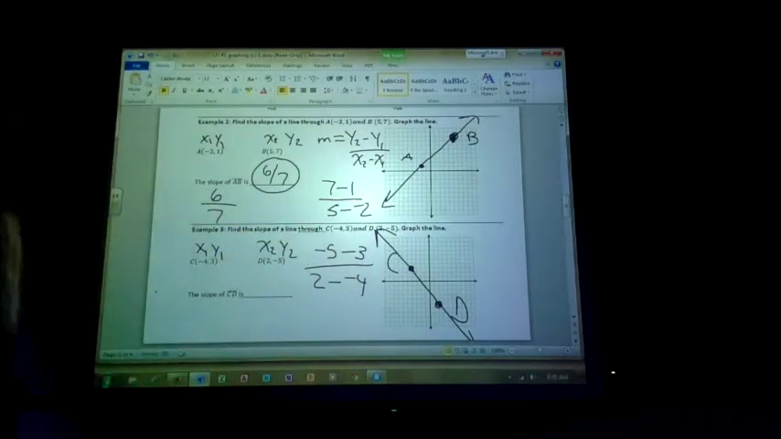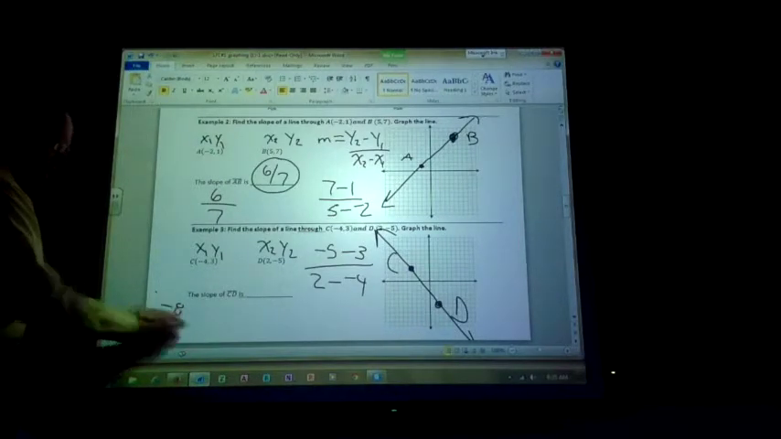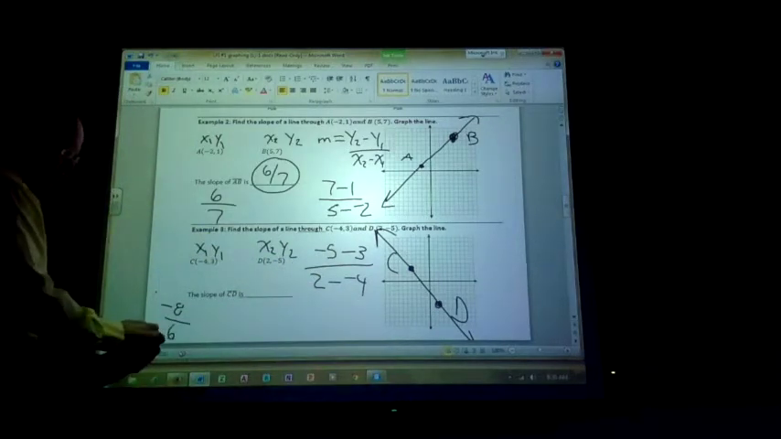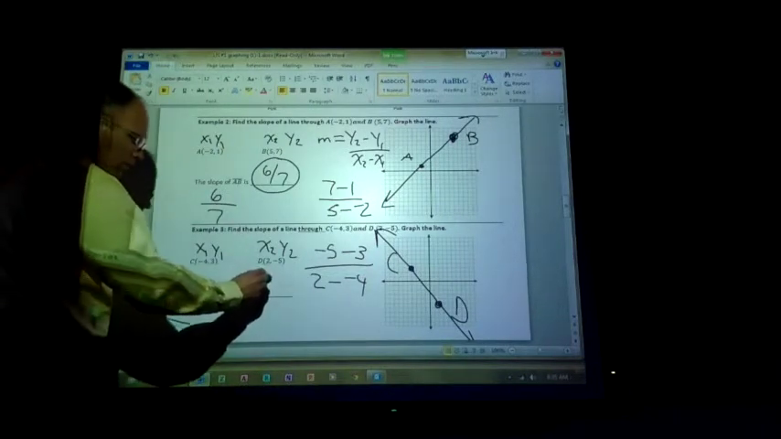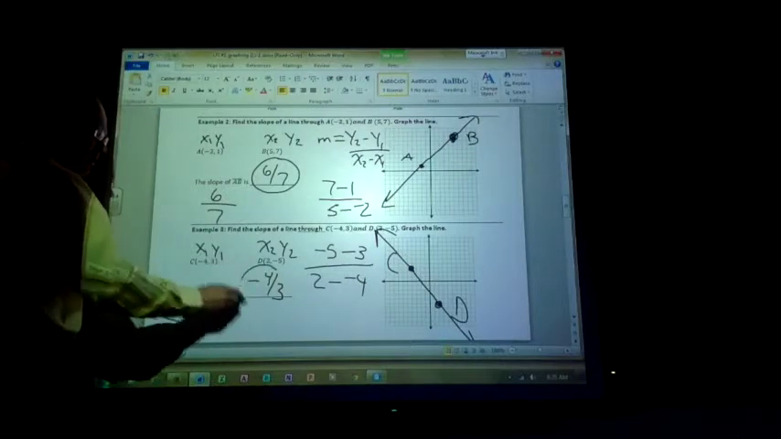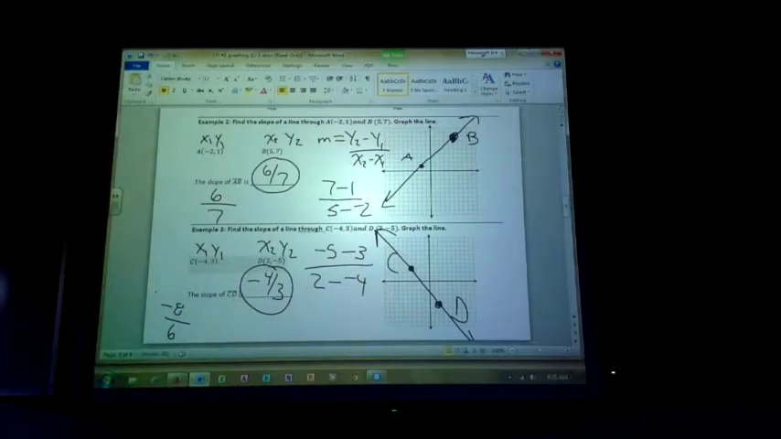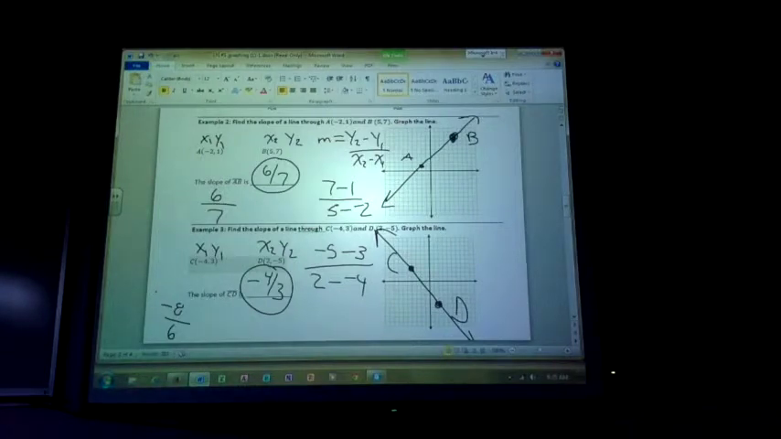What's negative 5 minus 3? Negative 8. Okay. And then 2 minus negative 4 is positive 6. Can I reduce that? Negative 4 over 3. So we have a slope that's falling. It's a negative slope. That's probably not happening on accident. What do you think? Seem okay? Yeah.